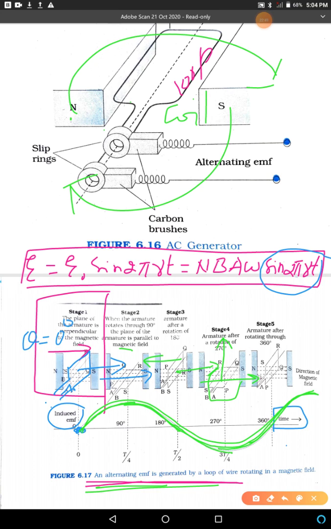So this is about the AC generator. So this will be the end of this chapter. From tomorrow, we shall look at some problems.